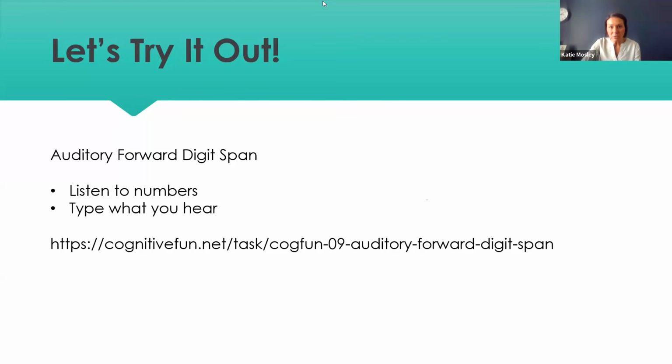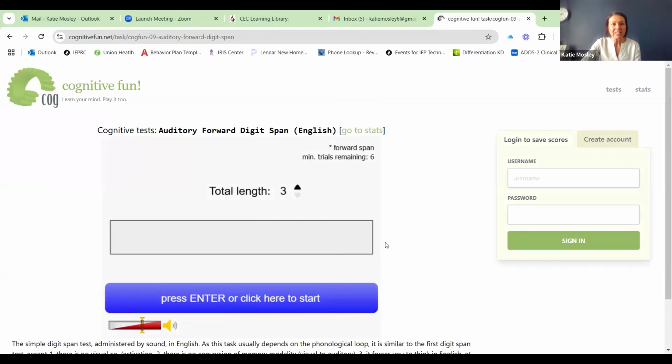If I do this correctly, which is a big if, I start a second share, and you see a web page that says cognitive fun at the top left? Yes? Oh yes, okay, good.